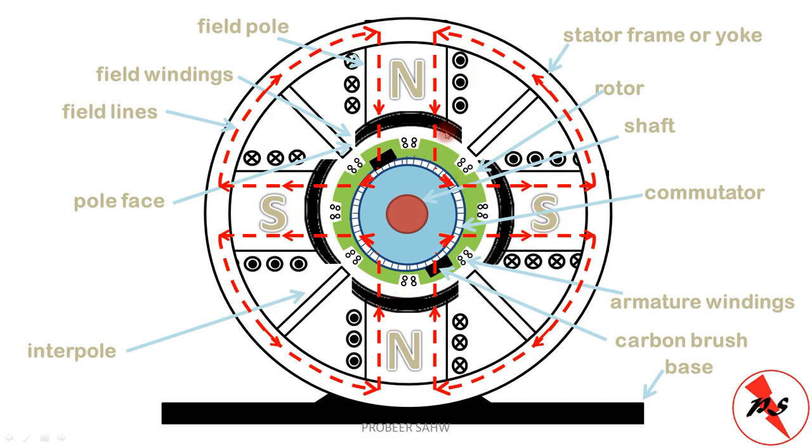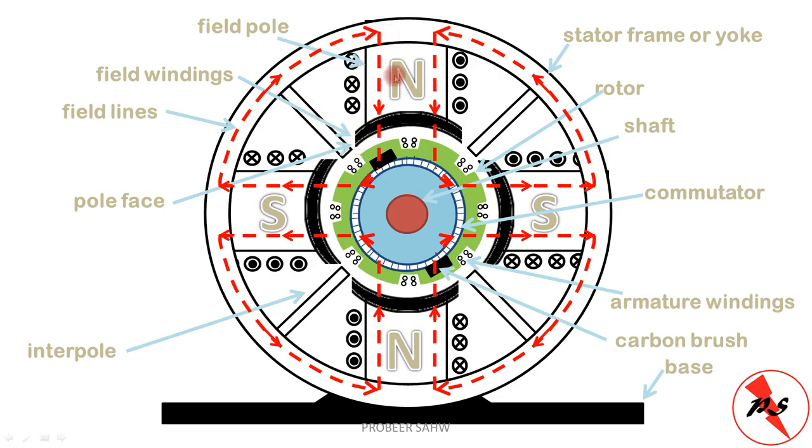The pole face is modified in this shape so as to have a uniform air gap between the field poles and the rotor. Mind you, this gap is just for representation and analysis purposes. In actual application, the air gap is much smaller. Apart from the main field poles, we have interpoles, which have a very specific function which we will discuss later.